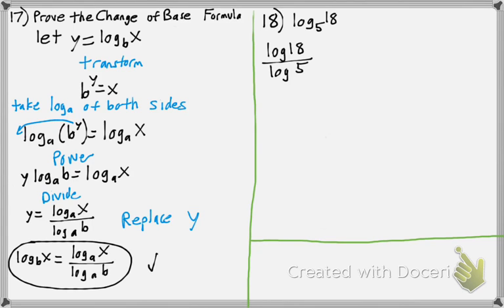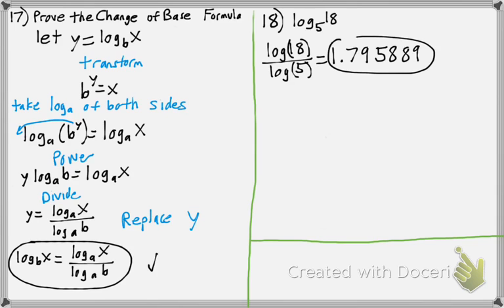Now if you type in your calculator log of 18, close parentheses, divided by log of 5, close parentheses, so let me put the closed parentheses here, then that should be equal to 1.795889. So that would be what that logarithm is equal to.